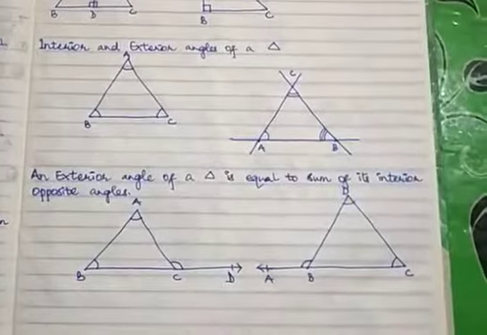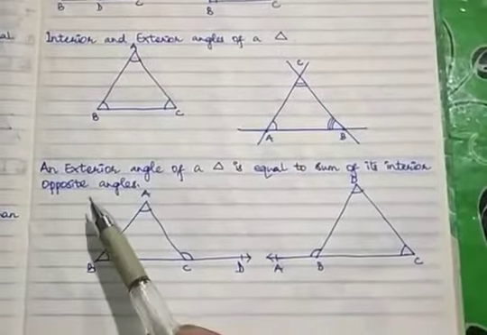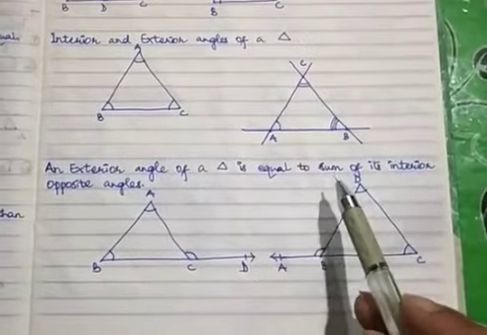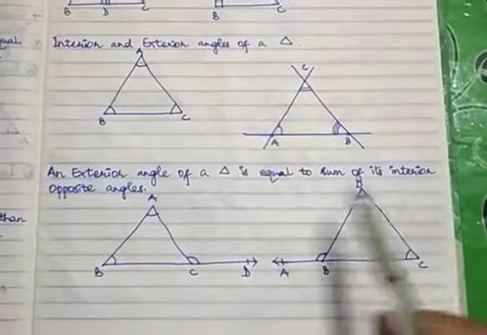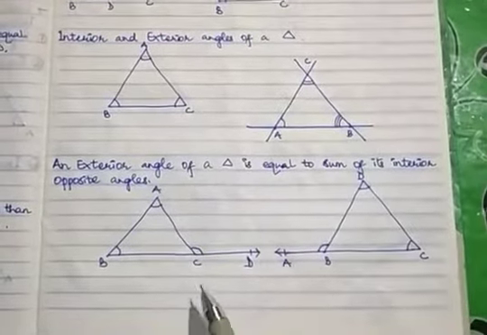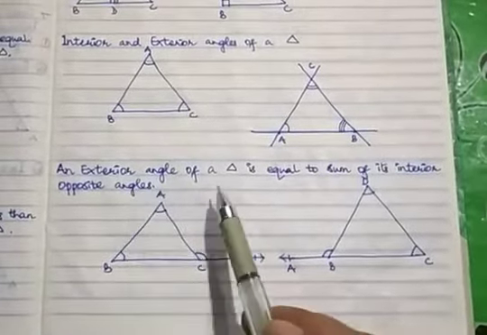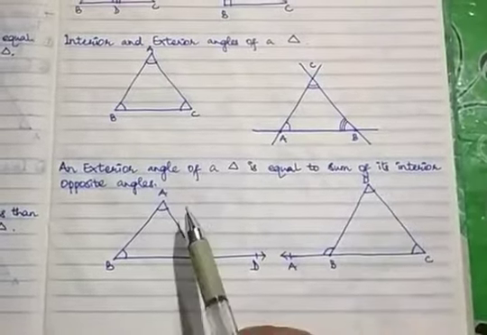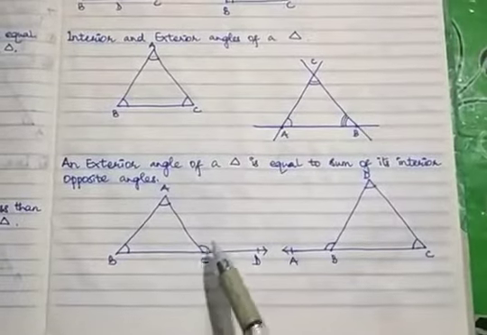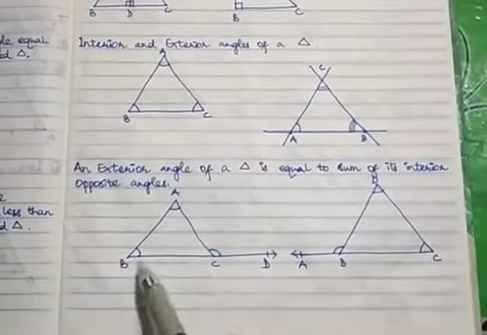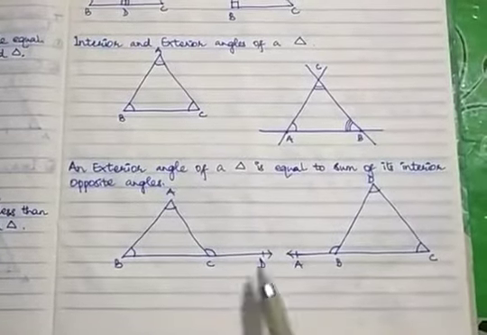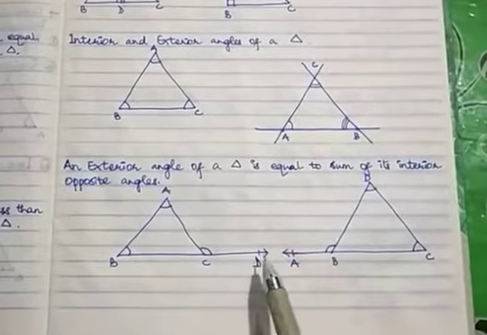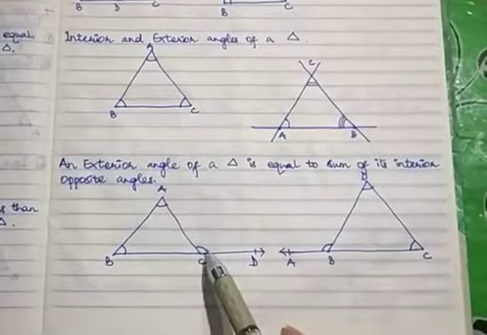This is very important. Okay, the property. See, an exterior angle of a triangle is equal to the sum of its interior opposite angles. Now listen very carefully. An exterior angle of a triangle is equal to the sum of its interior opposite angles. That means if any side of a triangle has been extended, they have formed an exterior angle.